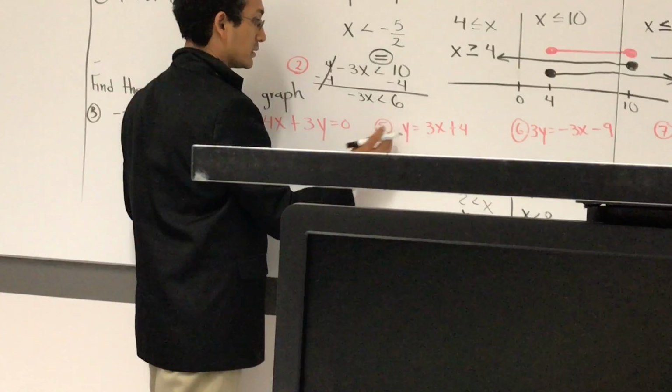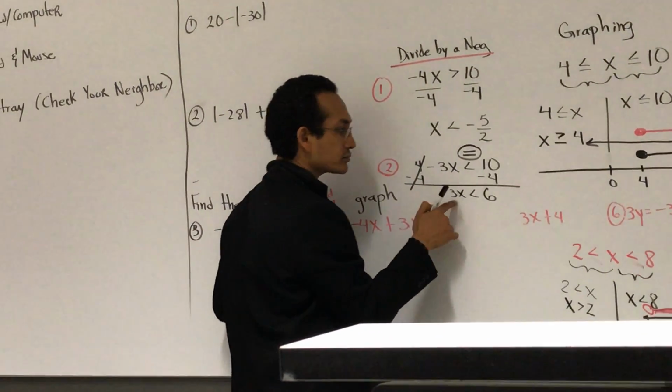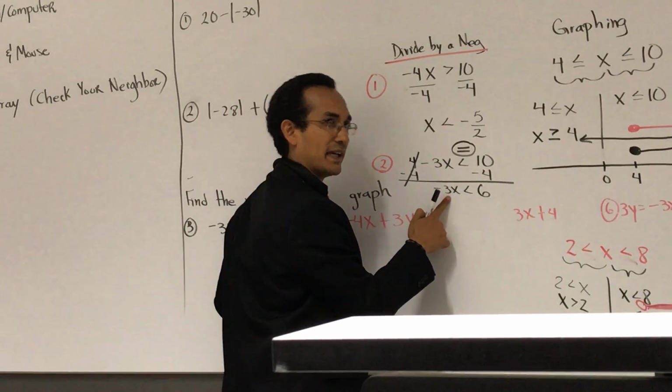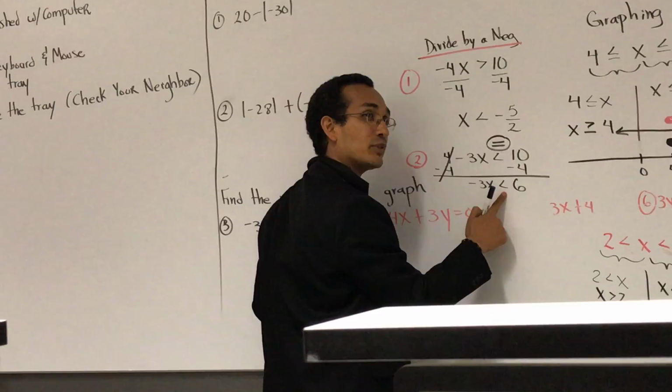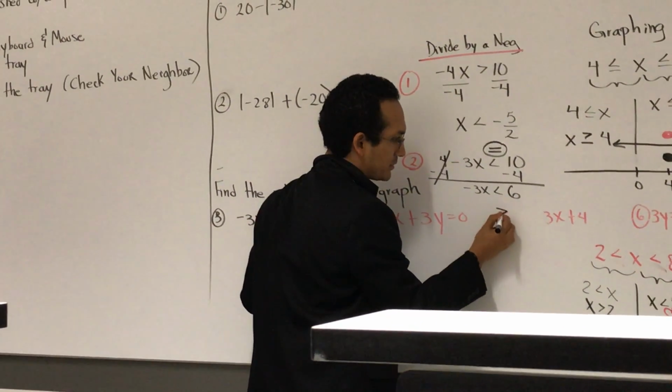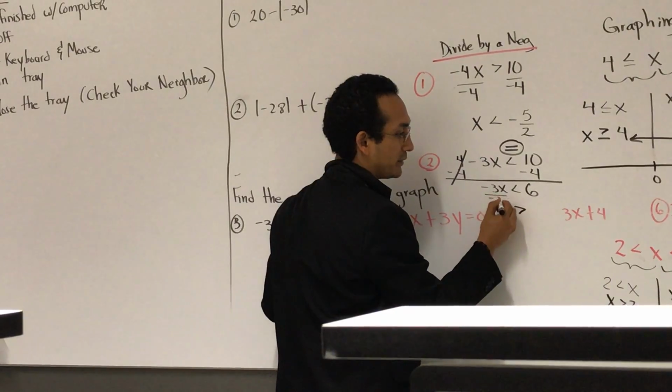6. Okay. Here, what's happening now? Now you're dividing by a negative number. Since you're doing that, you have to flip the direction of the arrow. This becomes like this, and you're going to divide by negative 3, right?